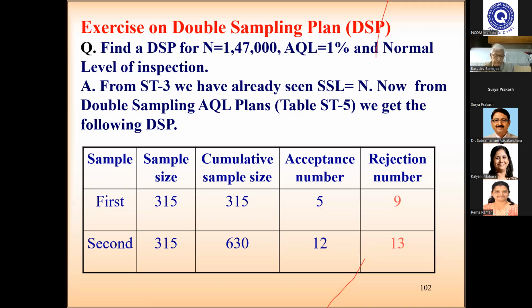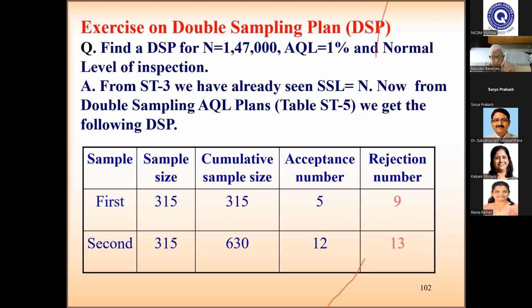Yes. Go to ST5. We get the double sample: first sample, second sample. What is the first sample with N? The first sample with N is 315. Right. What is the second sample? 315. Okay, therefore, what is the cumulative sample size? 315 and 630. Right.